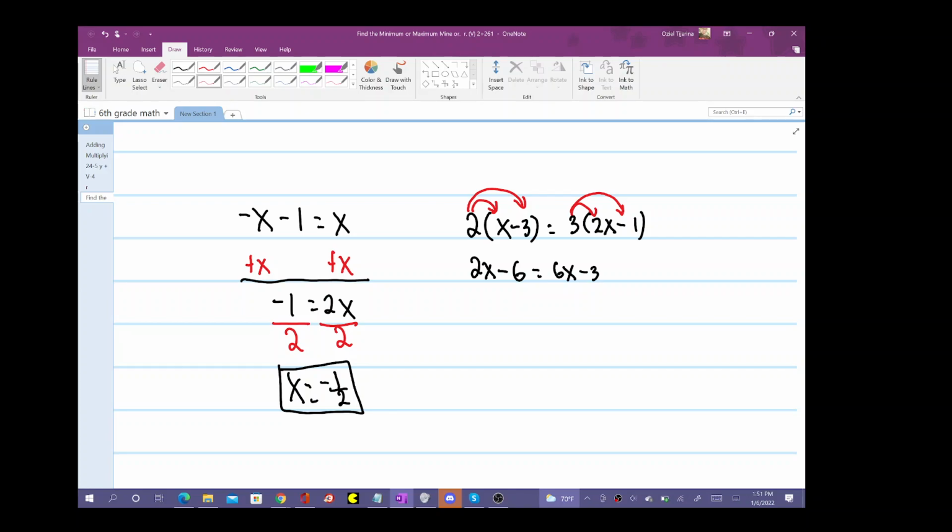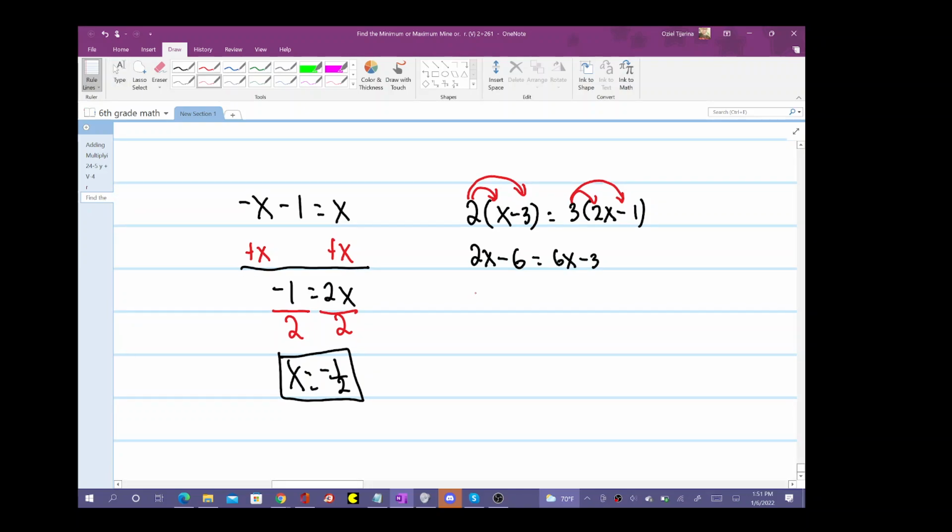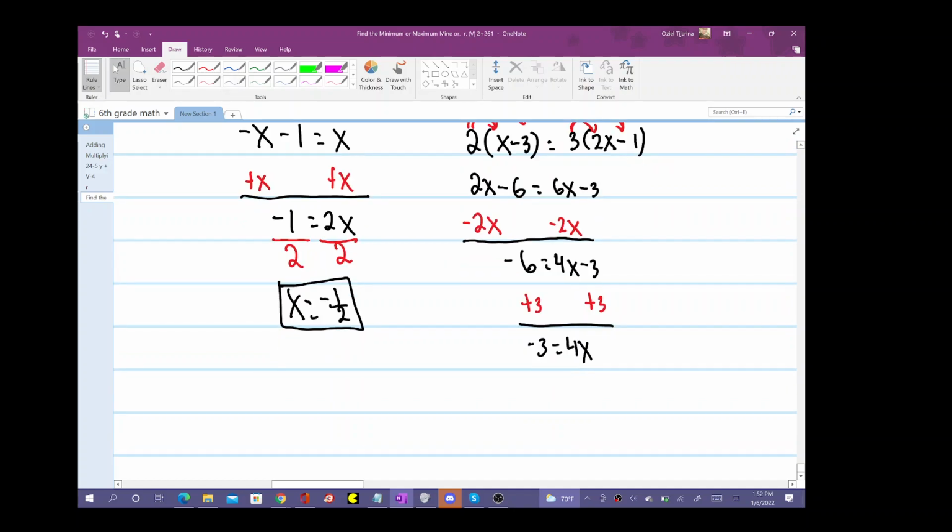So now we need to get x by itself, either by subtracting 6x on both sides or subtracting 2x on both sides. You should always do the variable first. So minus 2x here, right? So then you have negative 6 equals 4x minus 3. And then you add 3 to both sides, and you're left with negative 3 equals 4x. So then, lastly, you're going to divide both sides by 4, and you're left with x equals negative 3/4. Okay?